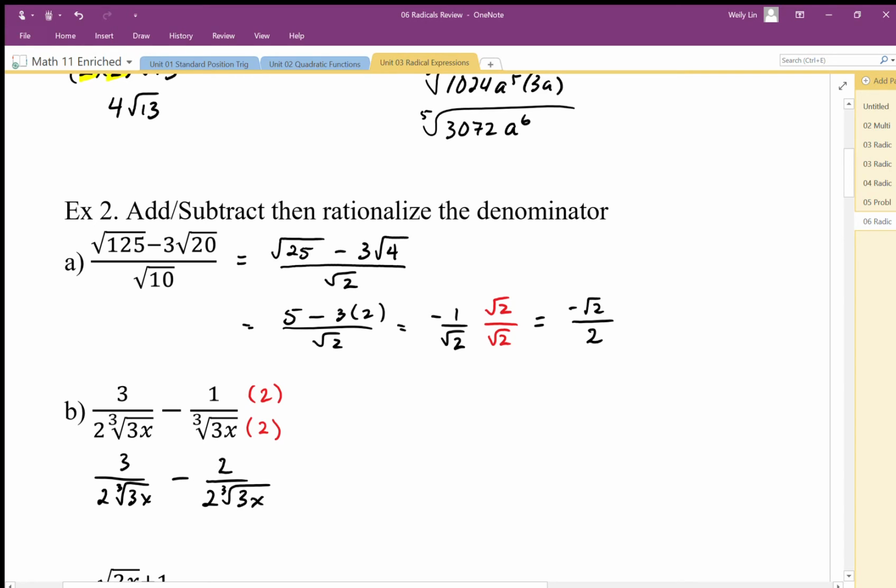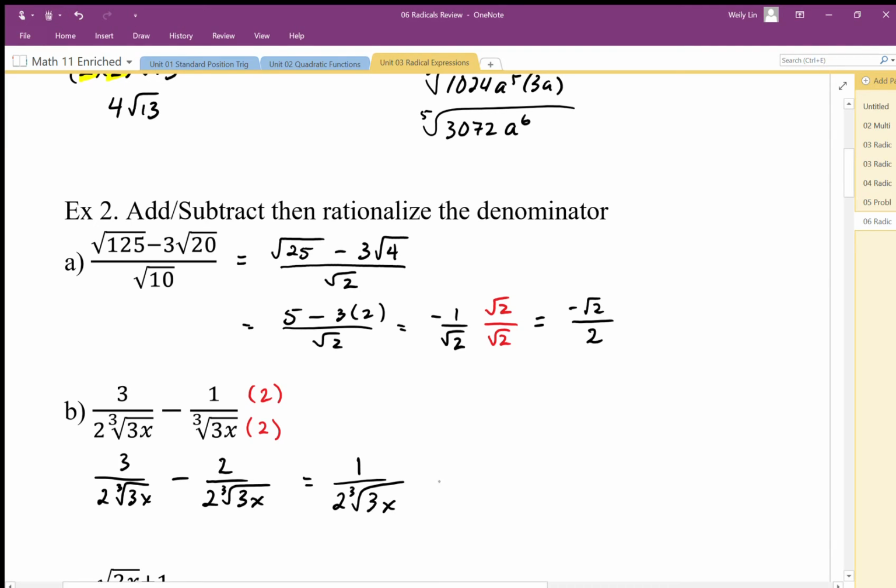Okay. Once we've got the common denominator, we can add and subtract the numerator. So we're going to end up with 3 minus 2, or 1 in the numerator, and then we get 2 cube root of 3x. Okay, and again, we want to rationalize the denominator here. So since the index is a cube root, we need perfect cubes.